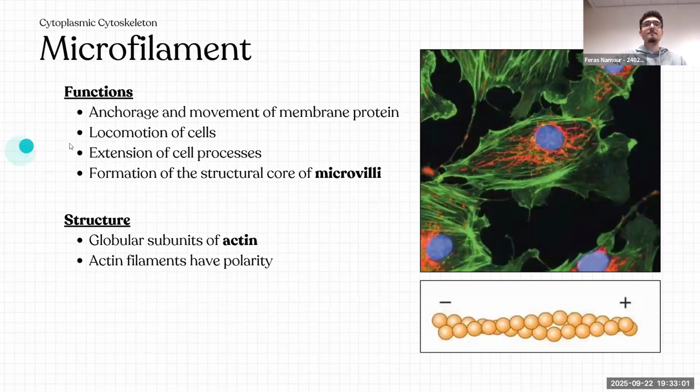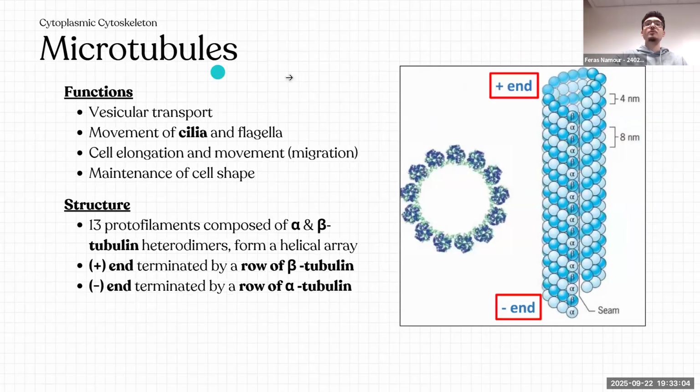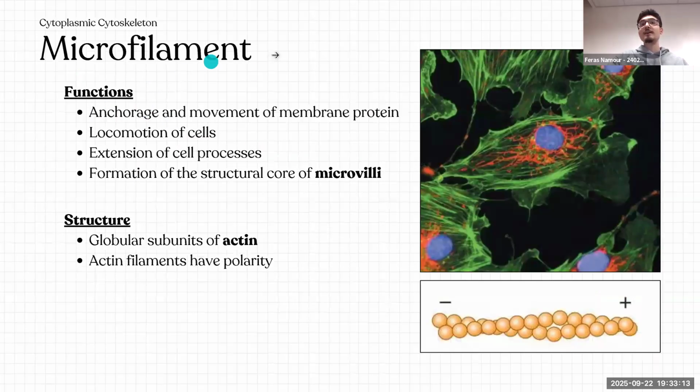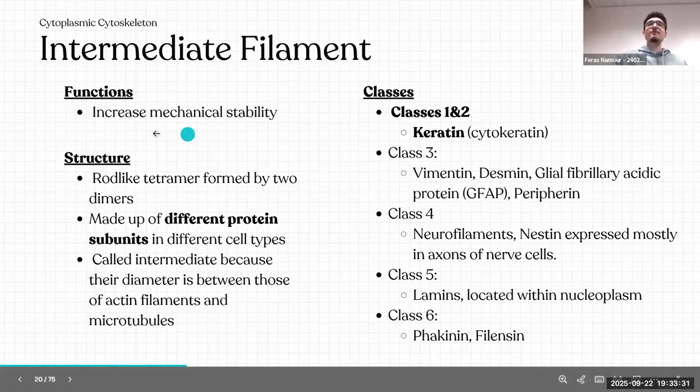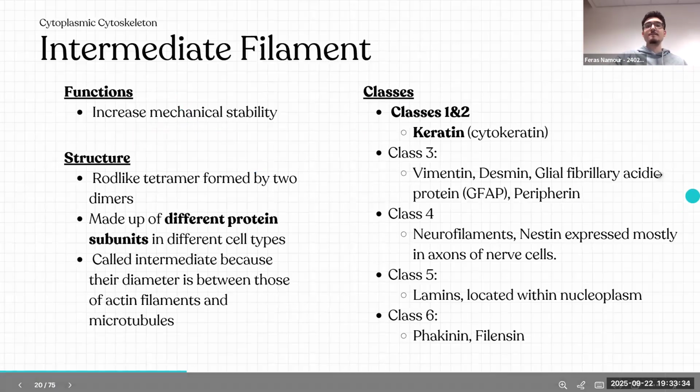Okay? Again, to quickly recap: microtubules are made out of alpha and beta tubulin, they make up cilia, and they're responsible for vesicle transport and maintaining cell shape. Microfilament is made out of actin subunits, and it's responsible for moving stuff around and is a structural component of microvilli. And lastly, my intermediate filament is made up of different kinds of protein. It's not confined to a single kind of protein. We have different classes and its main function is to increase mechanical stability.